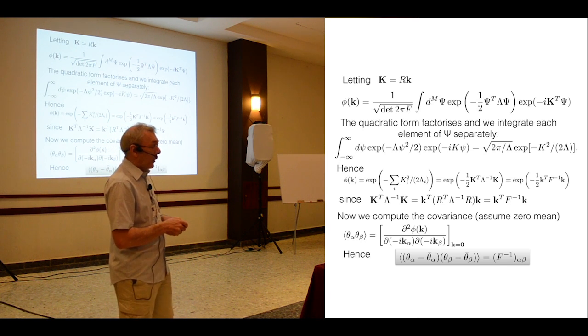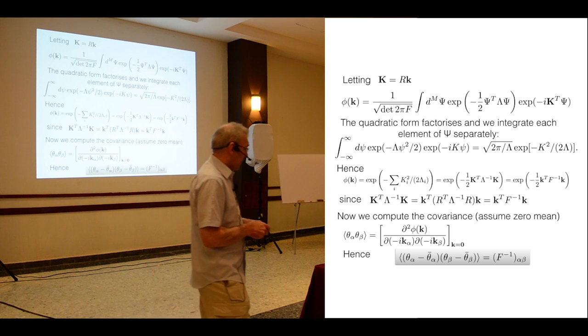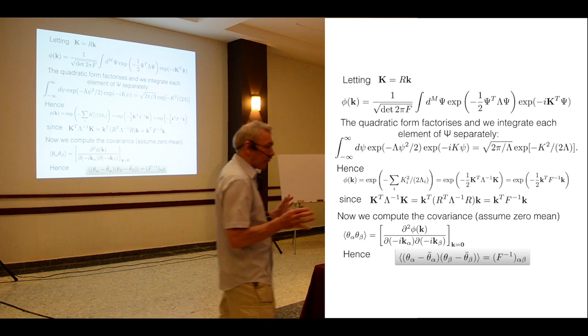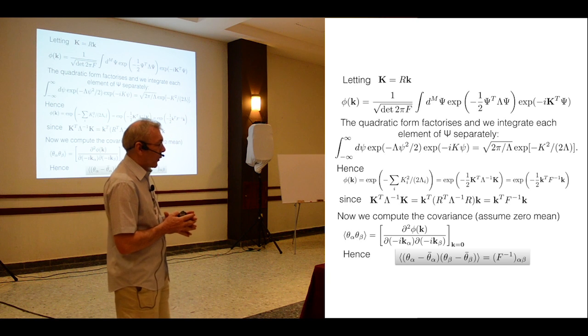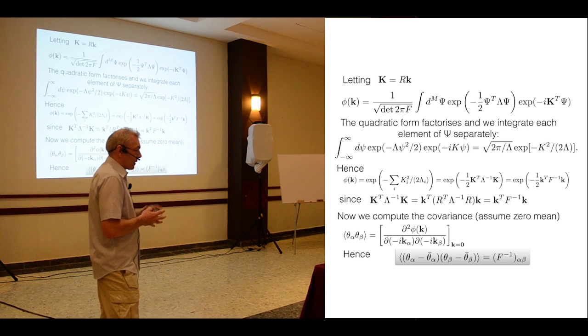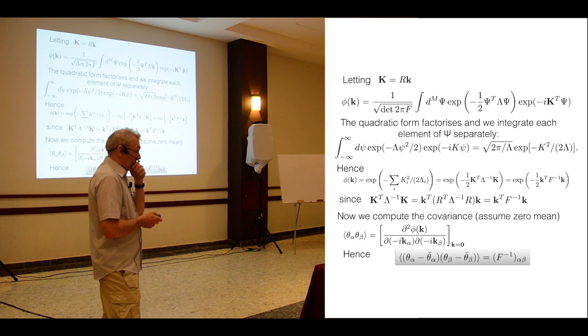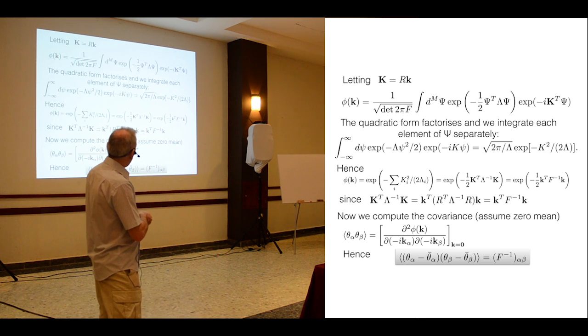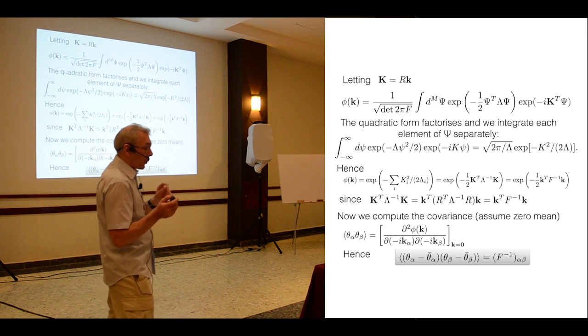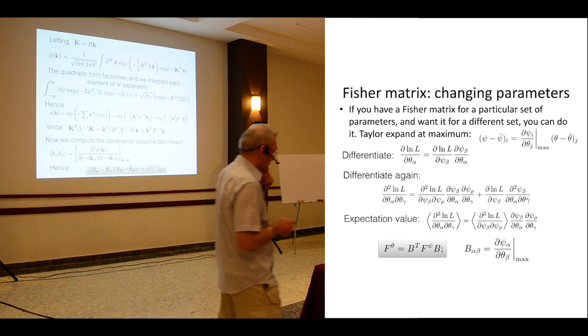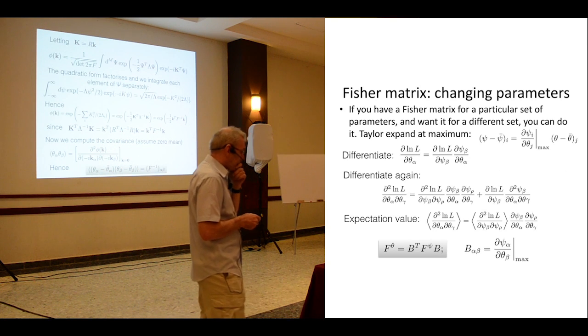Okay, so that's a result which is used all over the place. Everybody just quotes the square root of the diagonal parts of F to the minus 1 as the variances. So what this shows is that the covariance of the parameters, the expectation value of this, is the inverse of the Fisher matrix. We'll use that later, so remember this for later on.